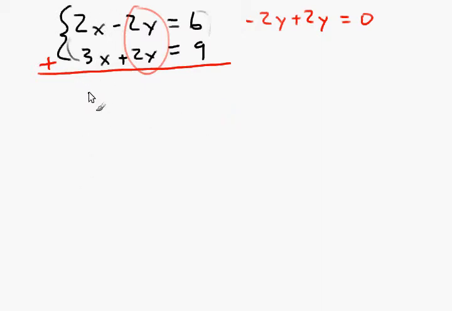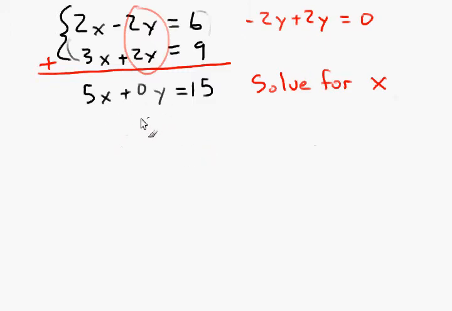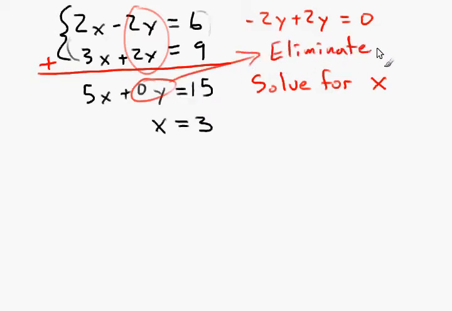2x plus 3x, that's 5x. Minus 2y plus 2y, that's 0 y's. And it's equal to 15. Now I'm just going to solve for x. And that'll be x is equal to 3. And what we did right here is we eliminated y. And that's very important whenever you're adding like this. We went from an equation with two variables to one that just had a single variable, x.